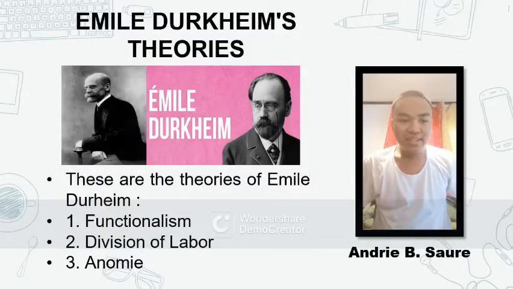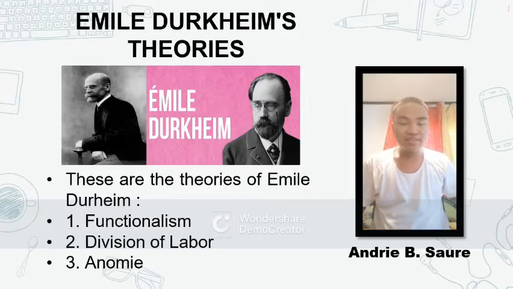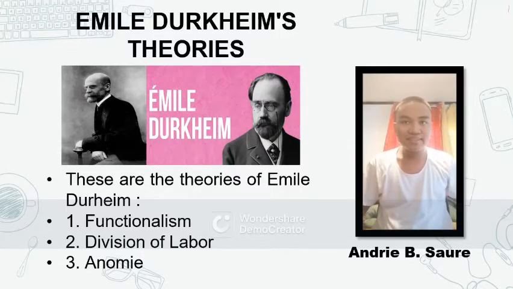Émile Durkheim's theories. According to his theory, a society functions based on the division of labor and the equilibrium of social hierarchies. So Émile Durkheim has three theories: functionalism, anomie, and the division of labor.